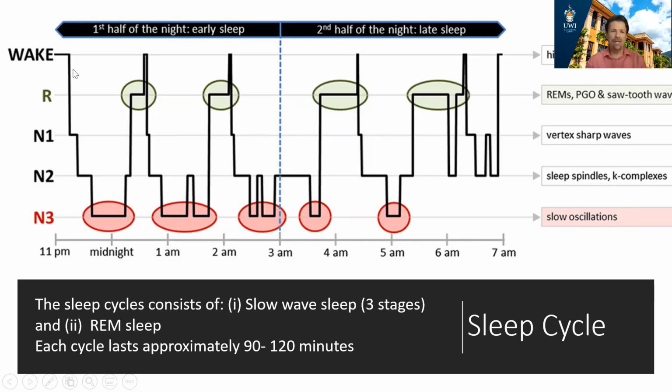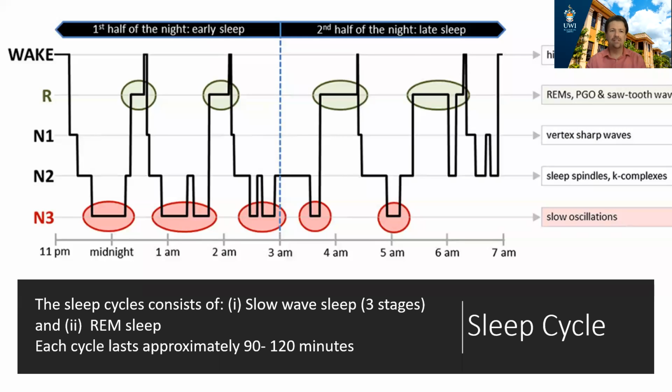You move from the awake state into what's called non-REM stage 1, and you progressively go into deeper sleep, into non-REM 2 and non-REM 3. Non-REM 3 is usually called deep sleep. Now, after non-REM 3, you then move back to non-REM 2, non-REM 1, and it's only then that you move into REM sleep. And that would then complete one sleep cycle, which takes between 90 and 120 minutes.